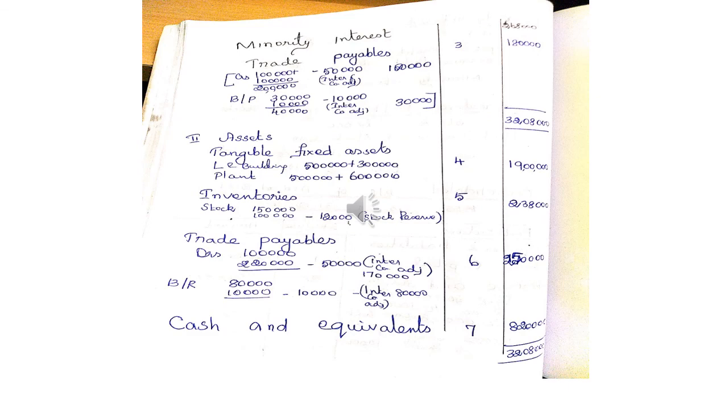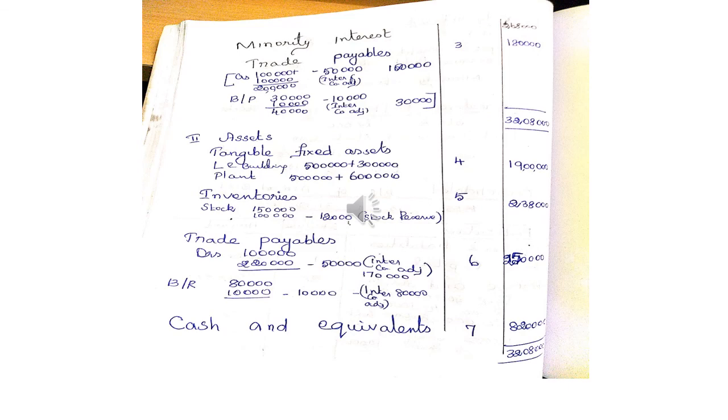We get 1,50,000 and bills payable. So this is also 30,000 plus 10,000 minus 10,000. It is an intercompany adjustment. So total is 1,80,000. On the asset side, tangible fixed assets, land and building, plant and machinery, 1,90,000. Inventories, 1,50,000 and 1 lakh. It is the holding company stock and subsidiary company stock. Then we have to subtract stock reserve, that means 25% on cost.